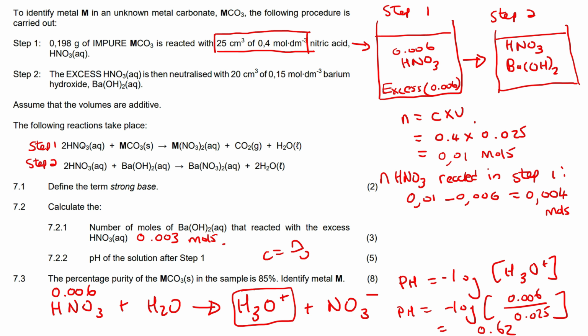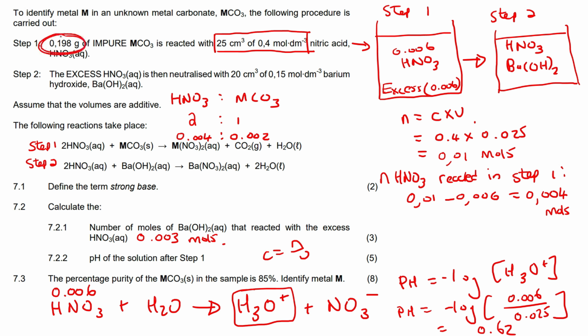So then we can use mole ratios to work out what this one's moles would be. Okay, so I think this is going to get us somewhere. Let's have a look. So we know then that the ratio of HNO3 to MCO3 is 2 to 1. So if this is 0.004, then this must be 0.002. Okay, so we have the moles of MCO3.